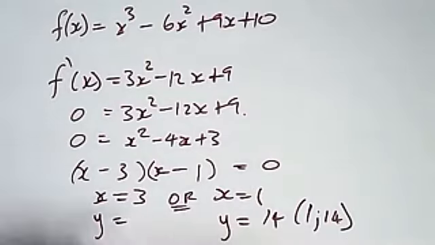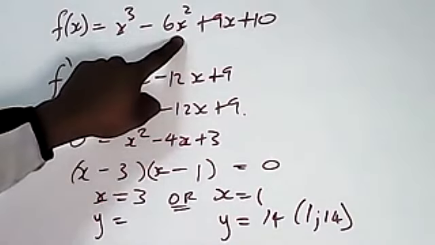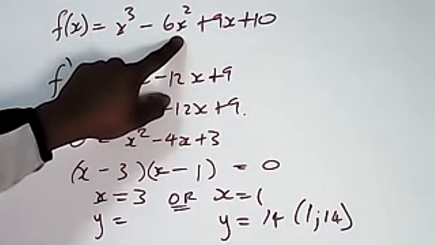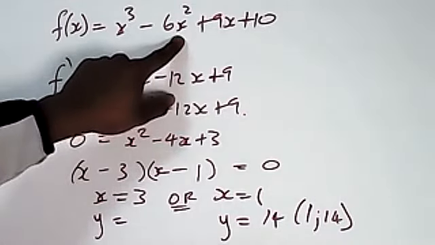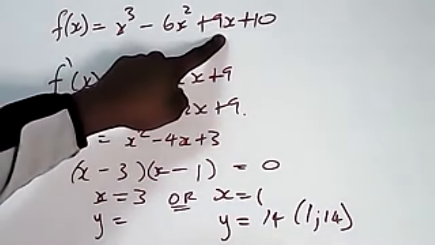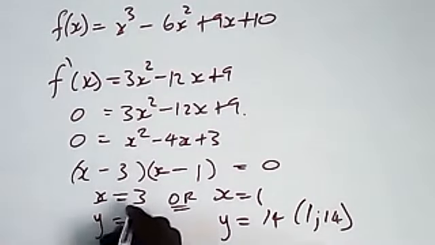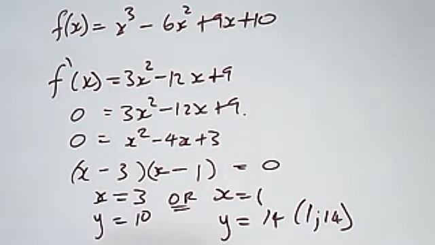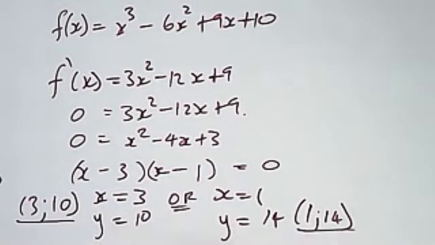And then what is the coordinate for 3? 3 cubed is 27. And then 3 squared is 9. 9 multiplied by 6 should give you 54, if I'm not mistaken. And then you add 3 times 3, that is 18, plus 10. So that should give you 10. So the coordinates here will be (3; 10). So we have our stationary points. Our first stationary point is this one. Our second stationary point is that one.